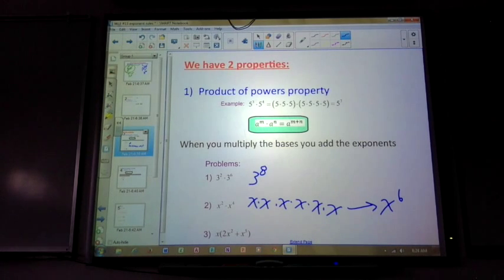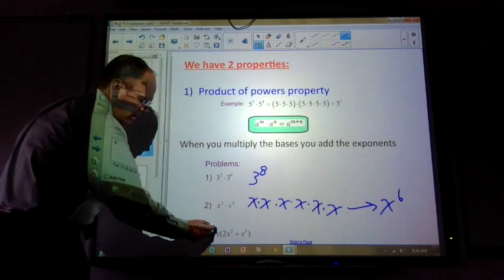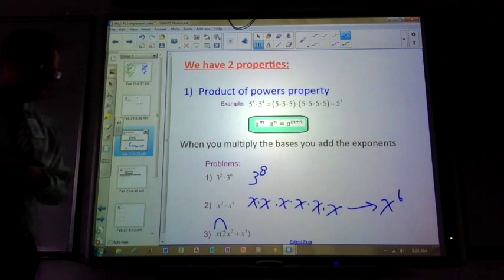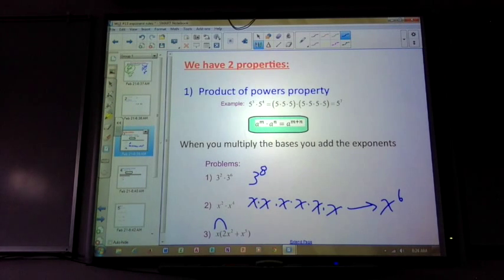Starts with a D. Nope, distributive. So I'm going to distribute here to here. So what do you think? X times 2x to the 3rd. Does the 2 come along for the ride?